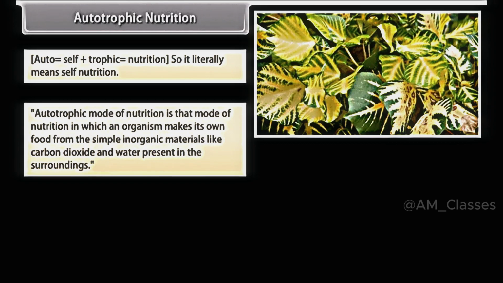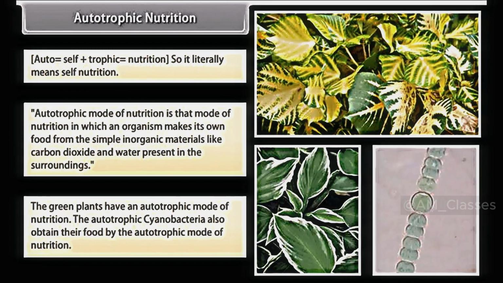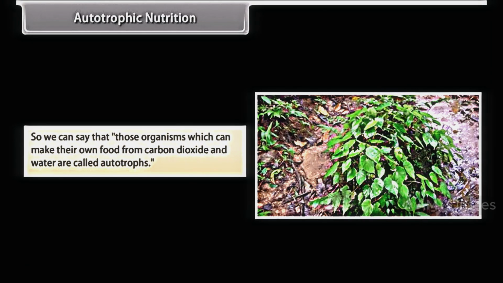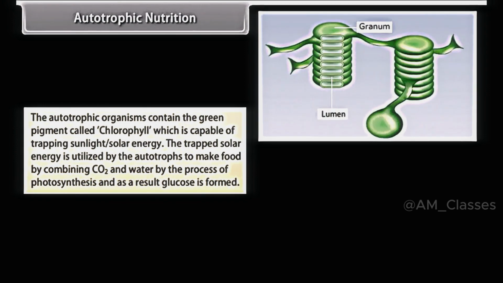Autotrophic mode of nutrition is that mode of nutrition in which an organism makes its own food from simple inorganic materials like carbon dioxide and water present in the surroundings. The green plants have an autotrophic mode of nutrition. The autotrophic cyanobacteria also obtain their food by the autotrophic mode of nutrition. So we can say that those organisms which can make their own food from carbon dioxide and water are called autotrophs.